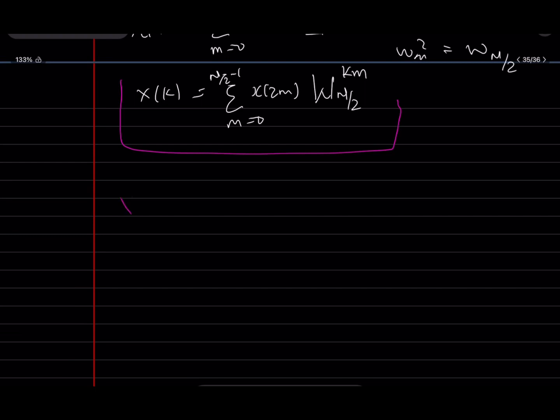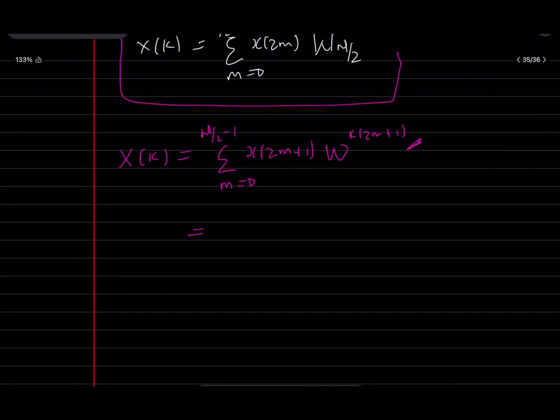Let's look at the odd number aspect. X of k equal to the summation of m equal to 0 to N over 2 minus 1 of x of 2m plus 1, and then we have the omega, or the W_N, to the k into bracket 2m plus 1, and we have to expand this part. When we expand it, we are going to get the summation of m equal to 0 to N over 2 minus 1 of x of 2m plus 1, and then we see omega.